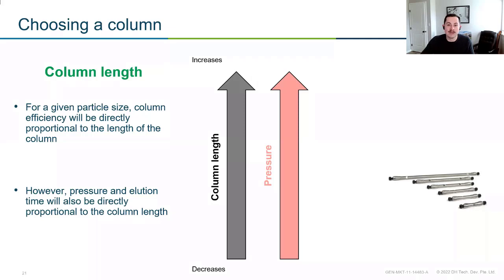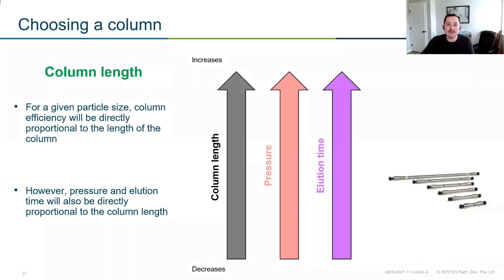But what else does column length change? The big variable would be the elution time. So this might be good or bad depending on your goals. If you are really concerned about speed, you want a really quick method, you need separation, but you want your method to be a few minutes long, something like a 50 millimeter column can be a really good choice.